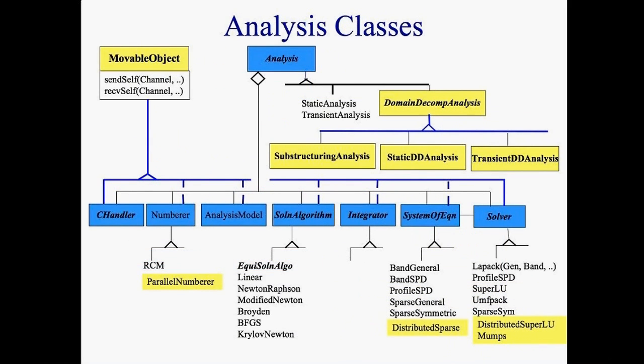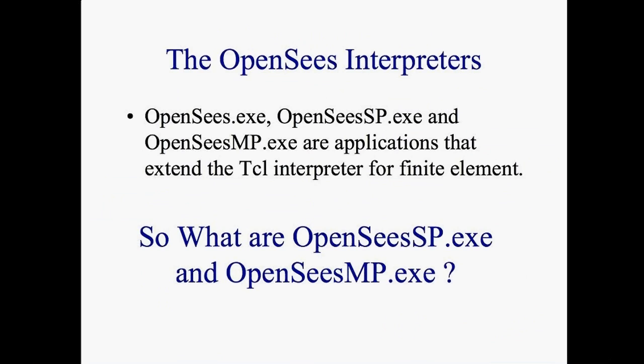And again, if you're doing a new analysis class, a new integrator, a solution algorithm, or a system of equations, your object will subclass off the movable object. And if you want it to run in parallel, again, you have to implement the sendSelf and the recvSelf methods. We also have methods in here for domain decomposition and substructuring, which I'm not going to talk about. But under the covers, when you actually do domain decomposition in OpenSees, these are the classes that are being used.